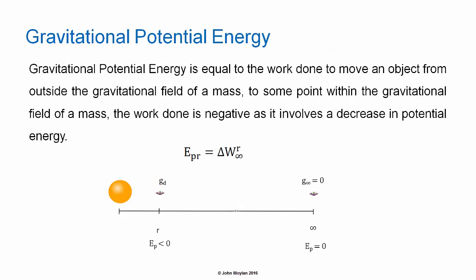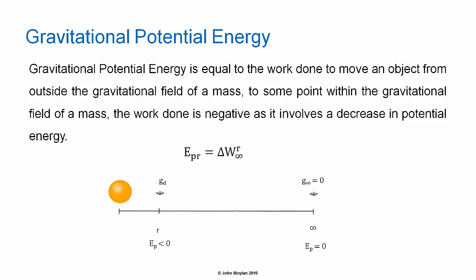Gravitational potential energy. Gravitational potential energy is equal to the work done to move an object from outside the gravitational field of a mass to some point within the gravitational field of a mass. The work done is negative as it involves a decrease in potential energy.